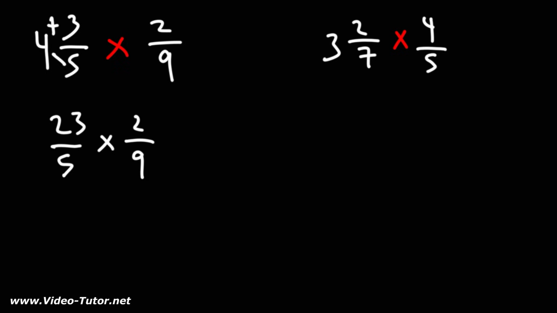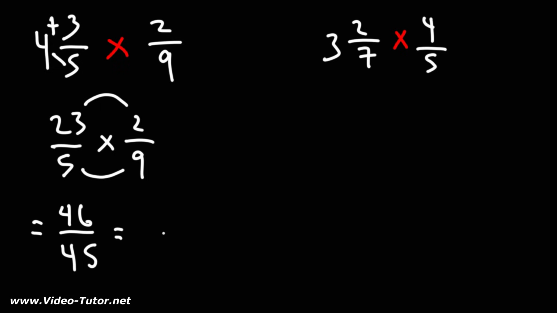And it's good to see if you have any common factors to see if you can cancel anything. But for this problem, we don't. So we could go ahead and multiply across. 23 times 2 is 46. 5 times 9 is 45. Now we have an improper fraction. So we could go ahead and convert this to a mixed number.